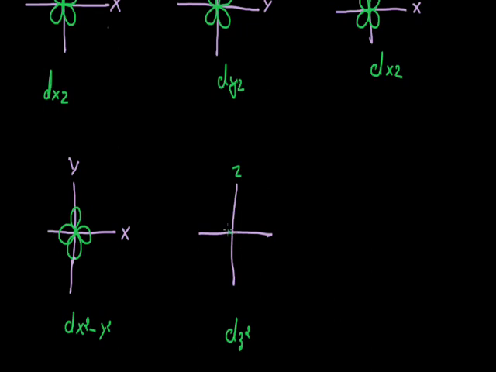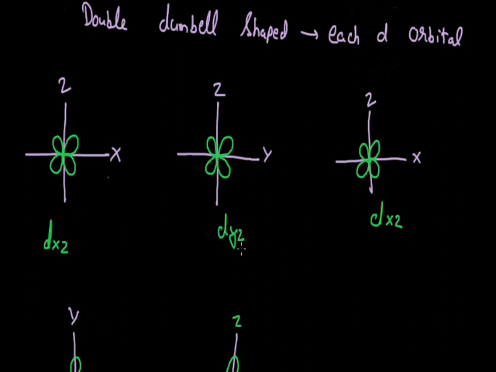That is the very first lobe of this dz square. That's the second lobe of this dz square, and the next two lobes are not found in this kind of arrangement. They form a circular ring around these two lobes. So that is about the geometry of this dz square, and that is about these 5d orbitals.